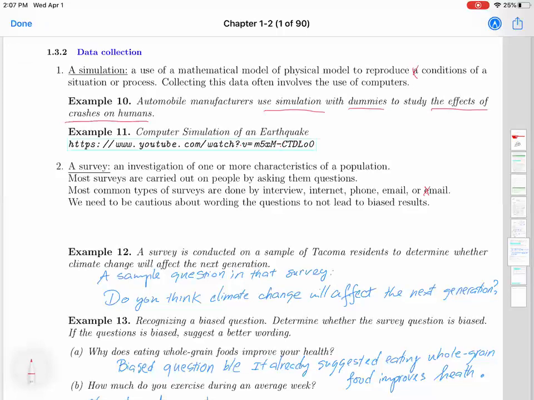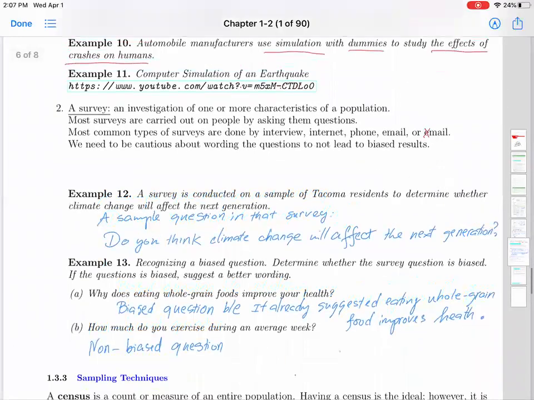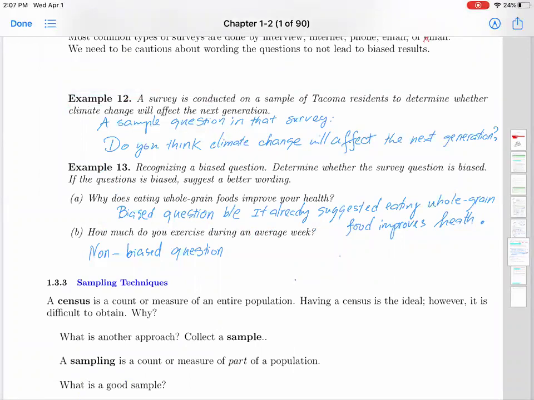But then again, when you are trying to collect data, when you are trying to come up with questions to ask in your survey, you need to be cautious about wording the questions so that they will not lead to biased results. For example, if you want to conduct a survey asking Tacoma residents about their opinions on whether or not climate change will affect the next generations, the question in the survey could be, do you think that climate change will affect the next generations?